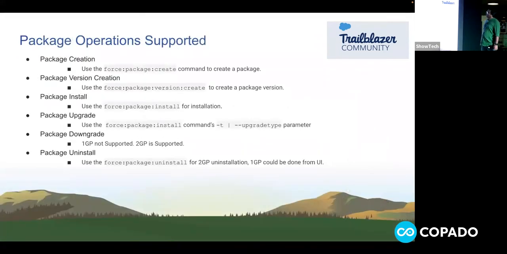So these are all the CLI commands and all the supported operations for unlock packaging: creating the package, having a version tag to it, installing it, upgrading it, downgrading it, as well as uninstalling it. Here, I have not covered one aspect, that is the security part of a package. You can define an installation key flag, which you set true or false, in order to put a password on your package. So that is very important that you take care of. But these are the supported operations as of now.